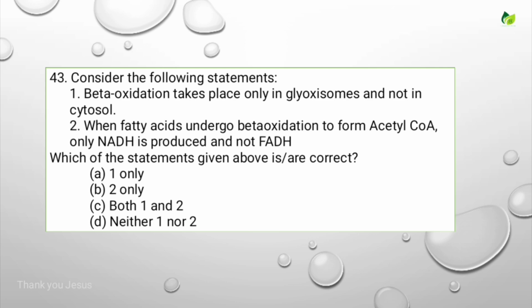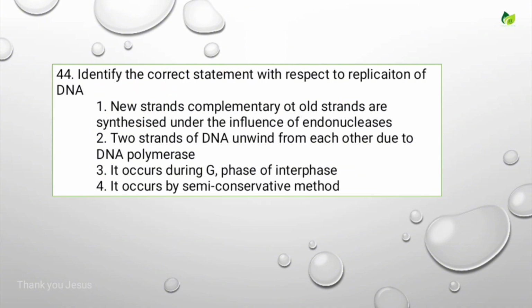Consider the following statements. Beta oxidation takes place only in glycosomes and not in the cytosol. When fatty acid undergo beta oxidation to form acetyl coenzyme A, only NADH is produced and not FADH. Which of the statements given above are correct? One only, two only, both one and two, neither one nor two. For this, the correct answer is the first one. Let's see the next question.